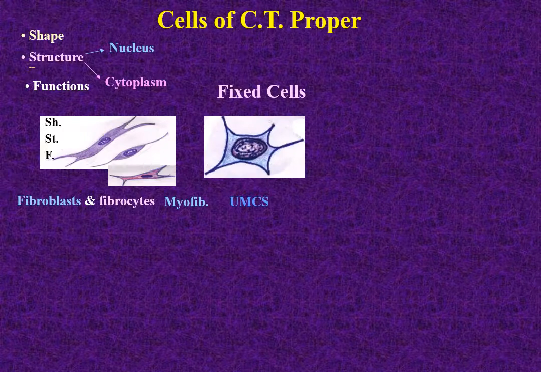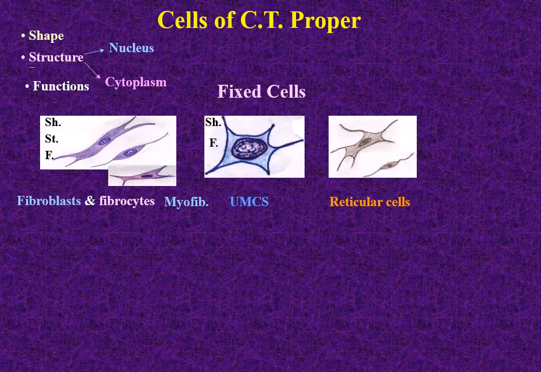Undifferentiated mesenchymal cells. They are similar to fibroblasts but smaller and are found in the embryonic connective tissue. Functions of undifferentiated mesenchymal cells: they can differentiate to give the other types of connective tissue cells. In the bone marrow, however, they give origin to the various blood elements.